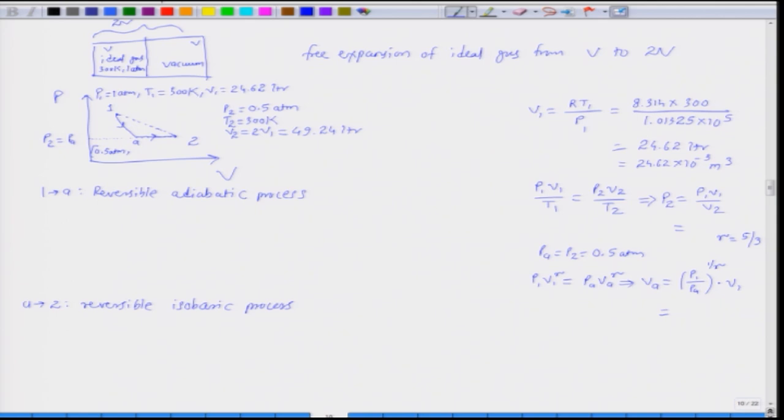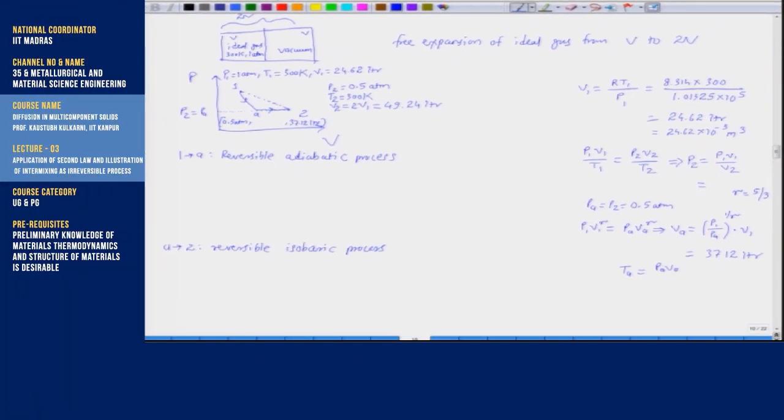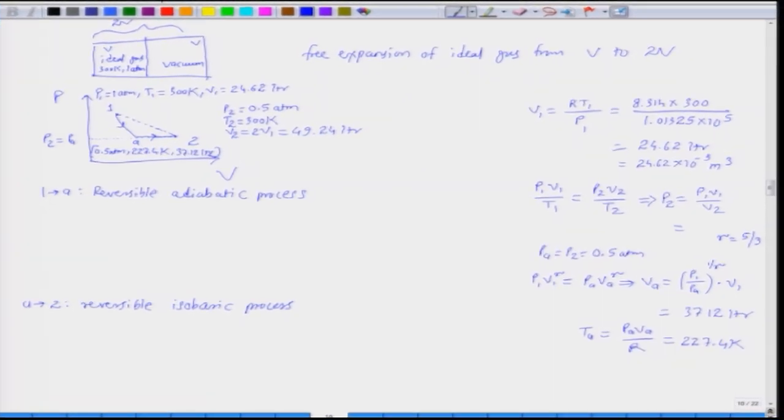So with that VA comes out to be 37.12 liters and using again ideal gas law we can evaluate TA, which comes out to be PA VA by R, and it comes out to be 227.4 Kelvin. So now we have evaluated each of the states, so we can now try to analyze the entropy changes. So, let us first consider the process 1A, which is reversible adiabatic process.